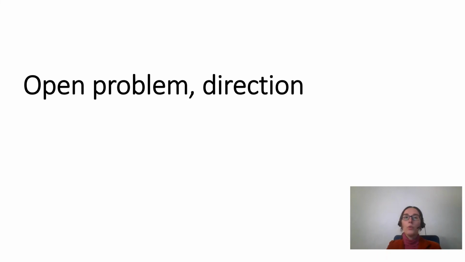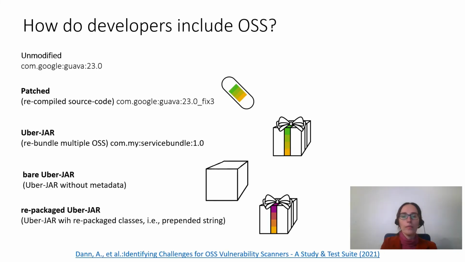Now let's move on to open problems, if this was not enough, and the direction. Together with the University of Paderborn, we studied how developers include open source software in the Maven ecosystem. And what we found is that on top of using the unmodified packages, by specifying the official, let's say, Maven coordinates like com.google.guava in version 23.0, they also use 4 different types of modifications.